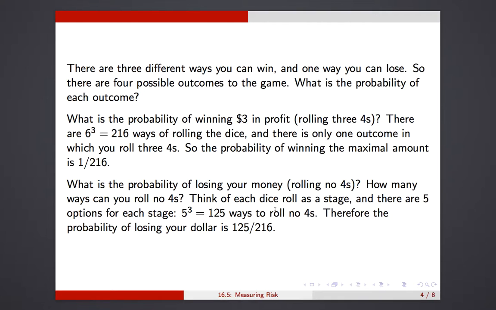Now, if you remember from 16.3, to calculate the probability of something, you take the number of things you're interested in, which in this case was 125 ways of rolling no fours. You take that number and divide by the total number of possibilities, which is 216. So in the first case here, we only had one thing we were interested in. There was only one way to roll 3 fours. Now we have 125 ways of rolling no fours.